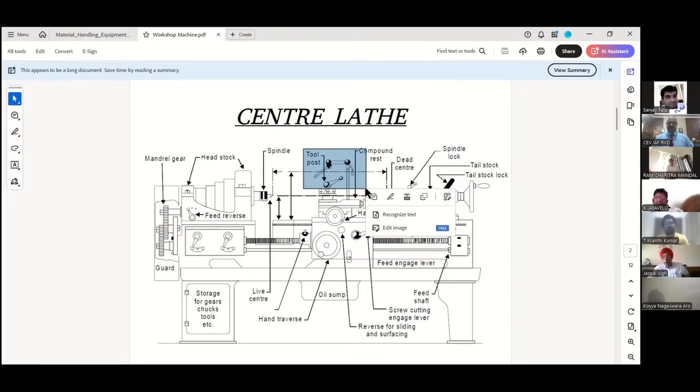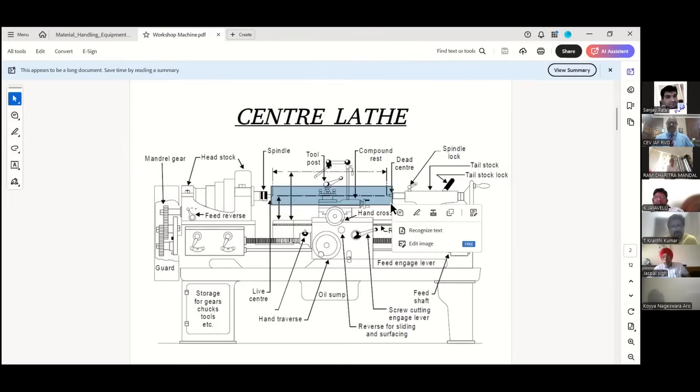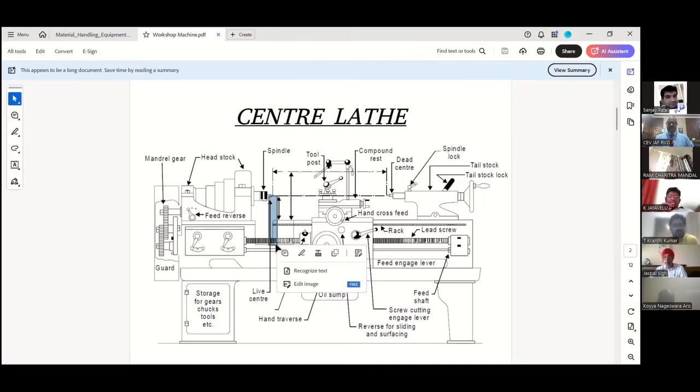So many times you will find the question: what do you mean by a 4 feet lathe? It is the distance between the headstock and tailstock, meaning the maximum job length that you can do on your lathe machine is 4 feet. Okay. Many times questions arise on spindle height or center height of the lathe.